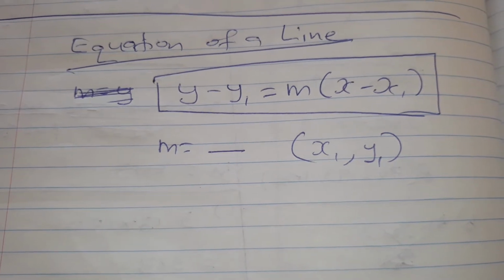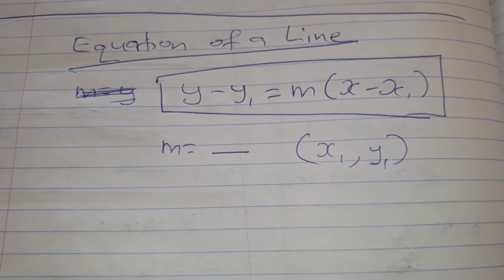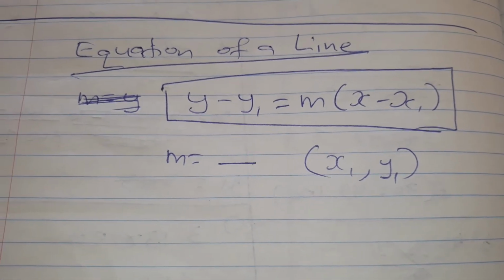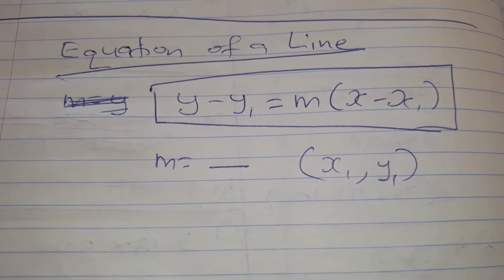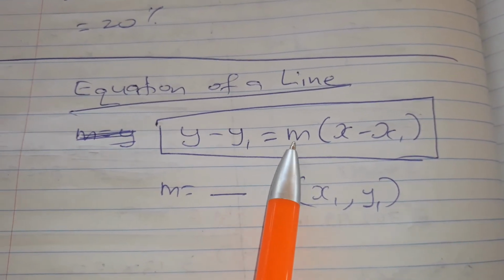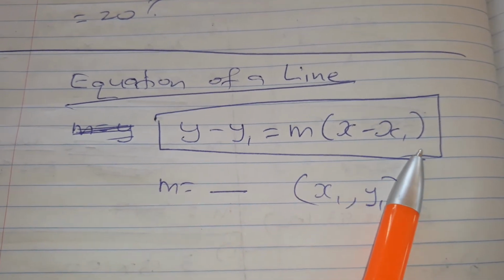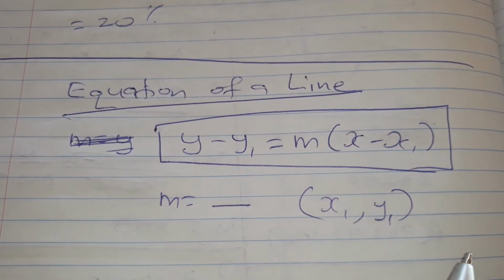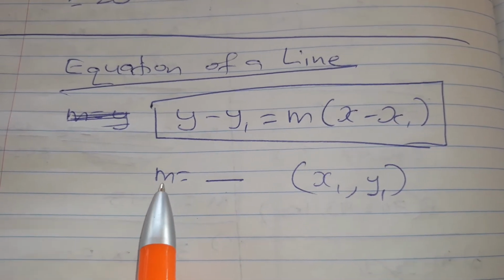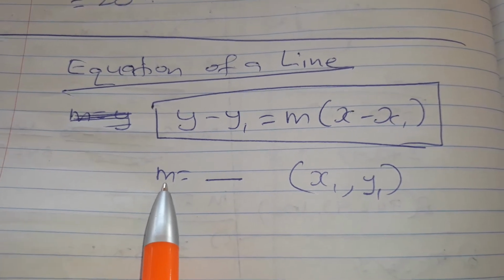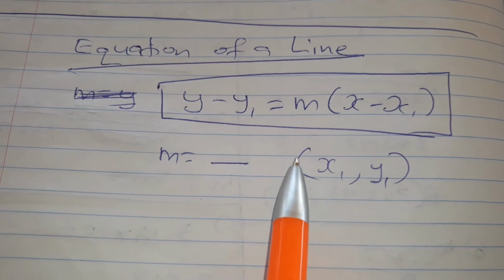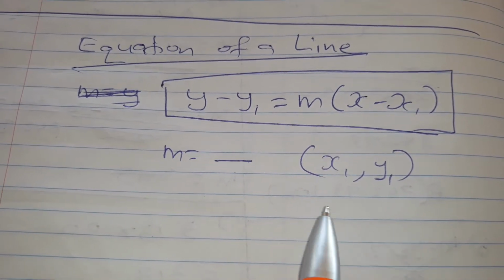Hello MYP3. We are going to look at how we find the equation of a straight line. The formula for finding the equation of a straight line is y minus y1 equals m into x minus x1. So the two things that you will need to find the equation of a line are your gradient, and I hope you remember that the symbol for the gradient that we use is m. So you will need the value of your gradient and the coordinates of any one point.